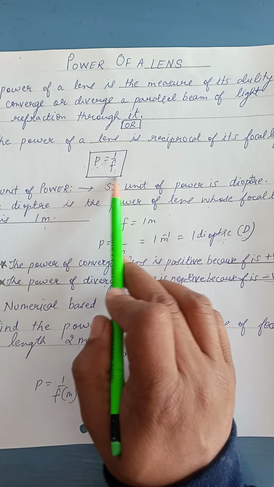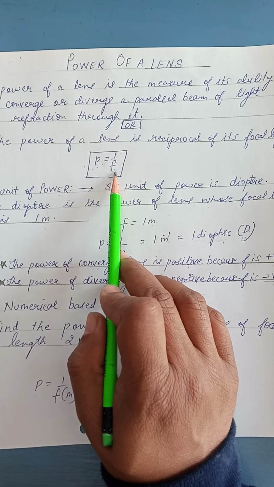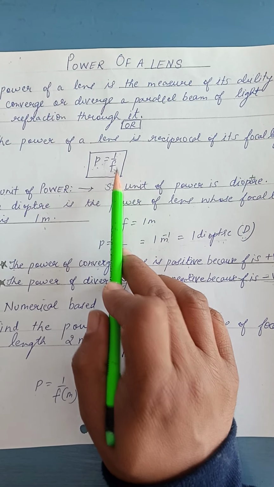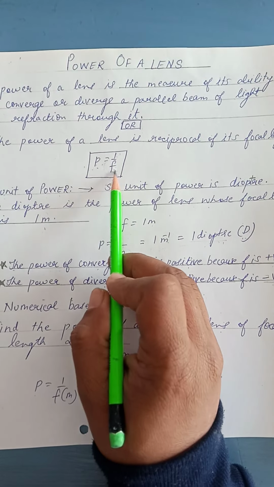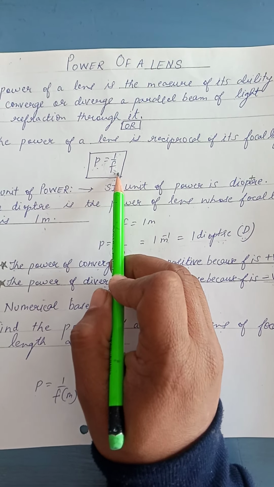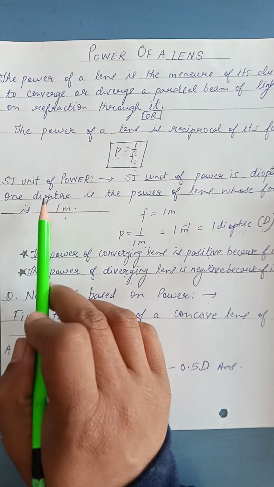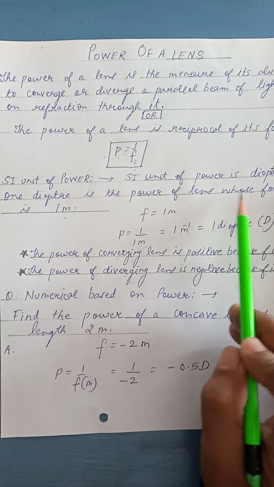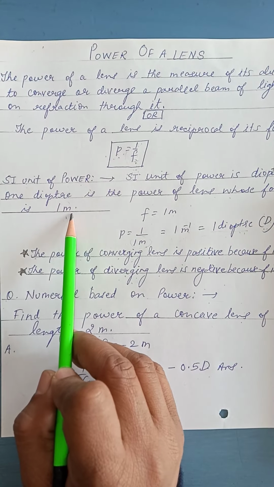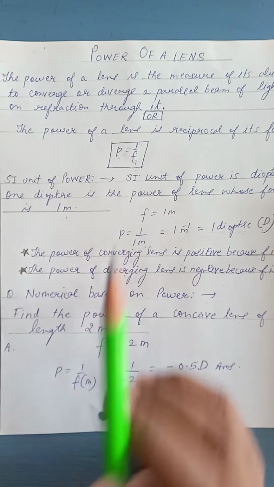One important thing you have to note down here is that this f should always be in meter. So if in the numerical the focal length is given in centimeter, you are supposed to convert it into meter, so that you will get the unit diopter. What is the meaning of diopter? It is the power of a lens whose focal length is 1 meter. The formula is 1 by f, and the unit is diopter.